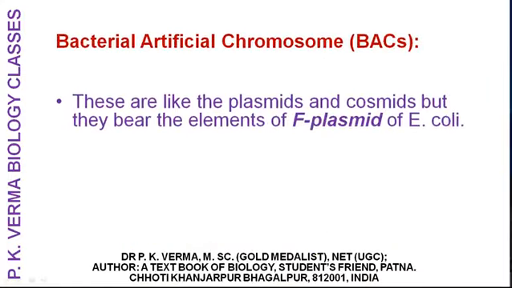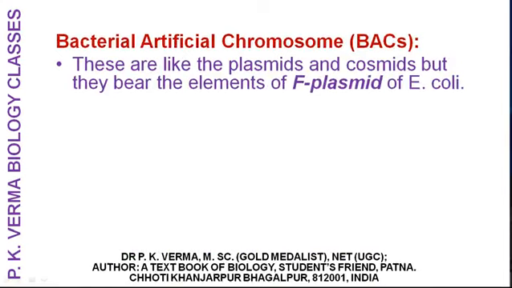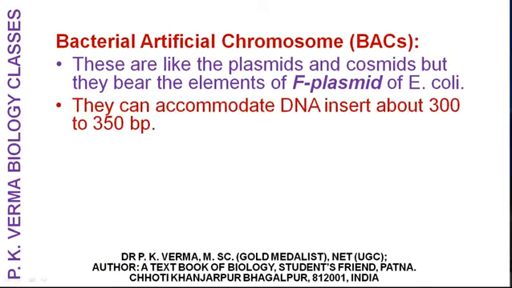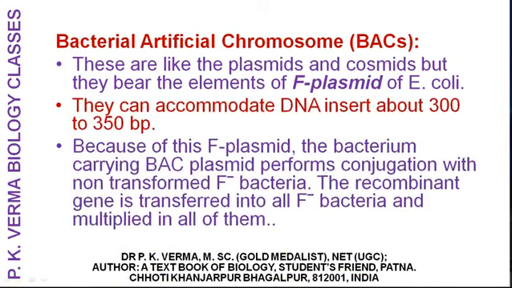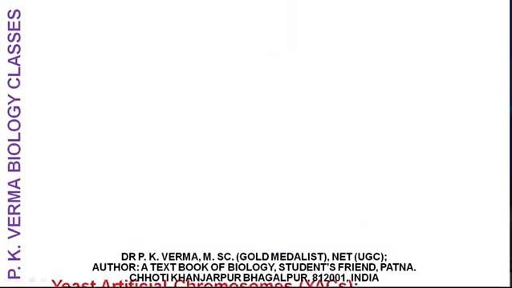Bacterial artificial chromosomes or BACs are made. These are like plasmids and cosmids, but they bear the element of F plasmid, that is the fertility factor of E. coli. They can accommodate DNA insert of about 300 to 350 kilobase pairs. Because of this F plasmid, the bacteria carrying BAC plasmid performs conjugation and converts F minus bacteria into F plus cell.